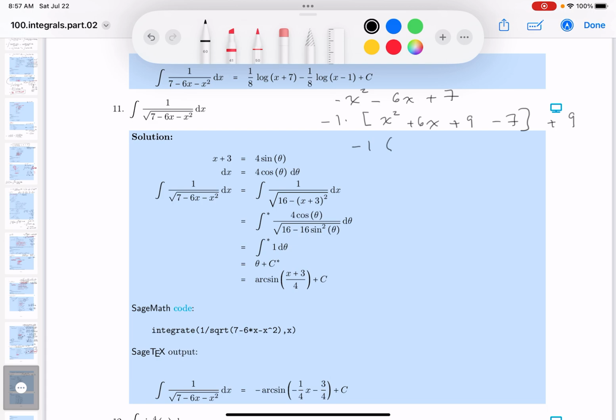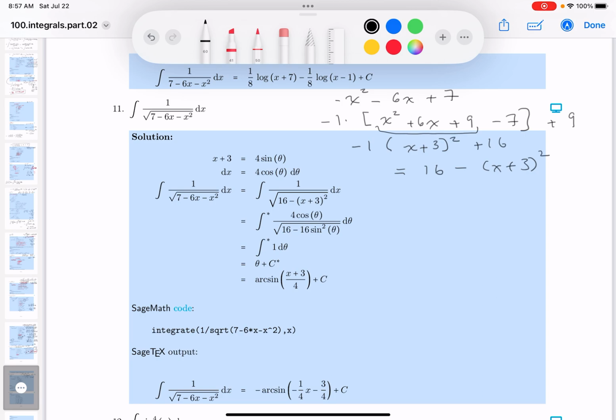And then what do you get over here? Let's be careful about this. You're going to get, this is a perfect square here, and that's going to be x plus 3 squared. I got that done. -1 times -7 is +7, and +9 is 16. I'm going to rewrite this a little bit differently. This is 16 minus x plus 3 squared.